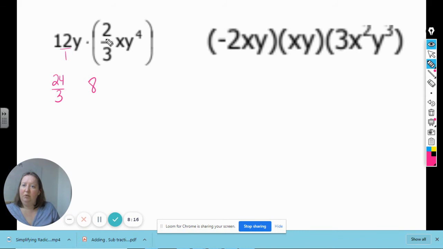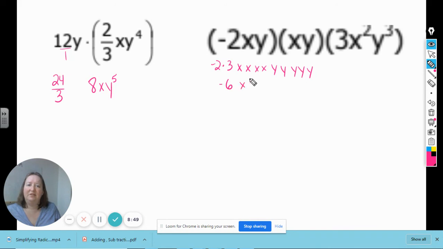Okay, now how many x's and y's? Well, there's only one x, and then here's a y, and here's 4 more y's, so that's y to the 5th. I'll do this the more expanded way, in case you want to see that. So negative 2 times the 3. Then let's write all the x's. There's one of them, here's another one, and then here's 2 more. Here's a y, and here's 3 more. Negative 6, x to the 1, 2, 3, 4, y to the 1, 2, 3, 4, 5.